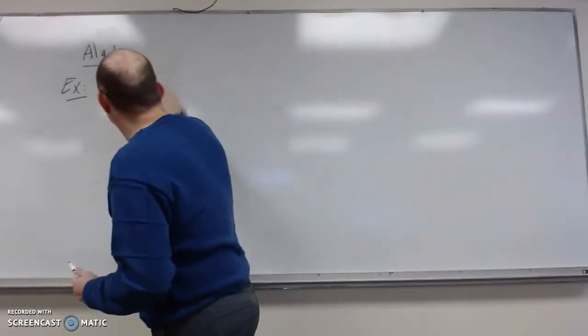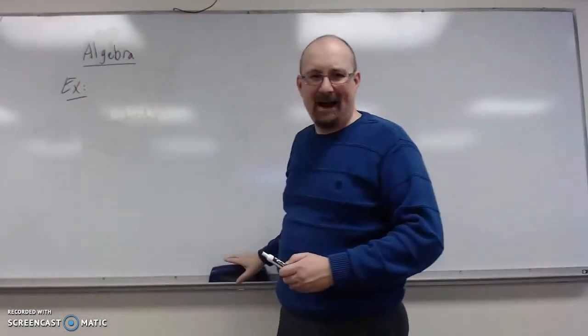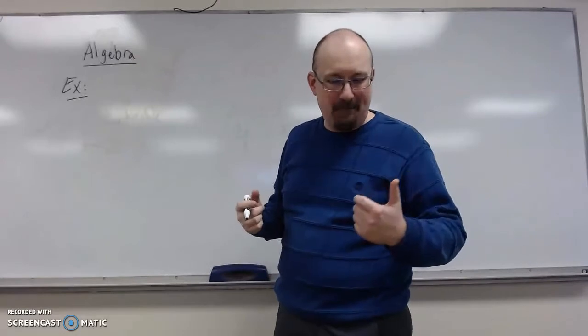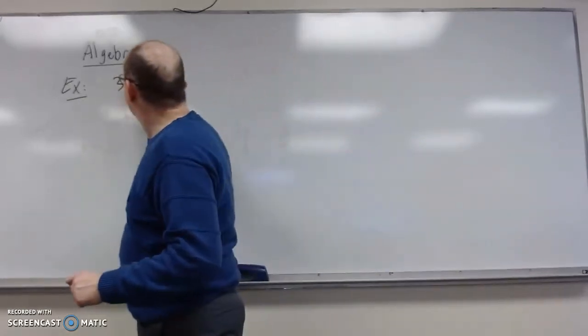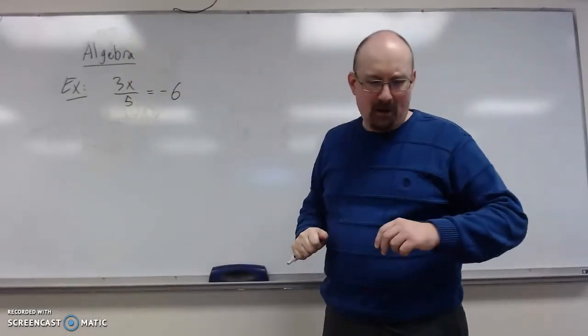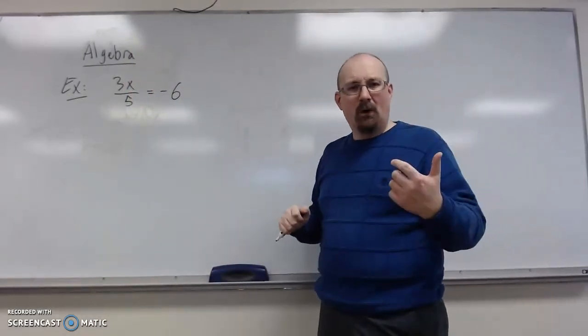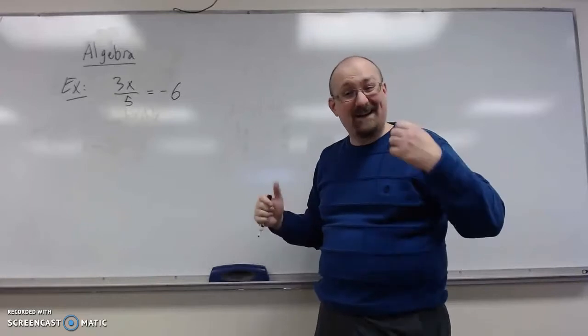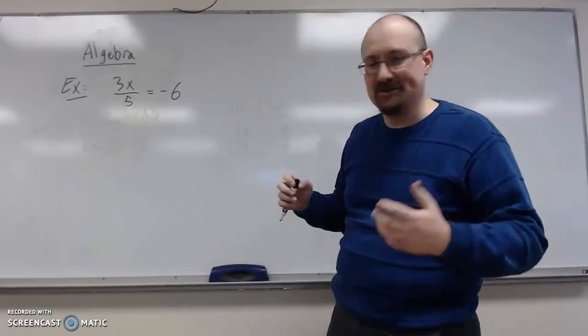All right, so get that cleared off here. All right, example number 1. We have 3x over 5 equals -6. All right, so now we want to get the variable x by itself. That's the idea of solving for x in this instance, right?